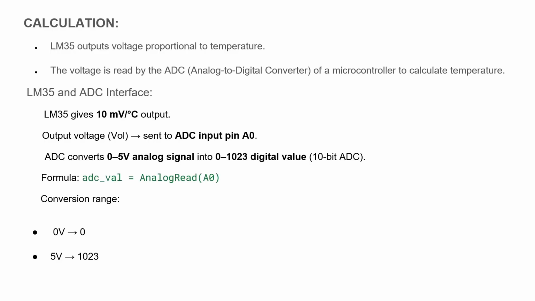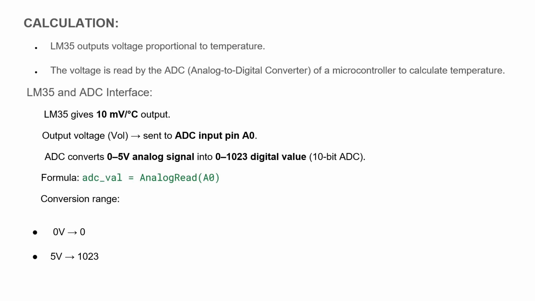Calculation. The LM35 outputs a voltage that's directly proportional to the temperature. This voltage is then read by the ADC of a microcontroller to calculate the temperature. The LM35 gives an output of 10 millivolts per degree Celsius. This output voltage is sent to ADC input pin A0. Now the ADC converts a 0 to 5 volts analog signal into a digital value ranging from 0 to 1023 because it's a 10-bit ADC. The basic formula is ADC value equals analogRead of A0.